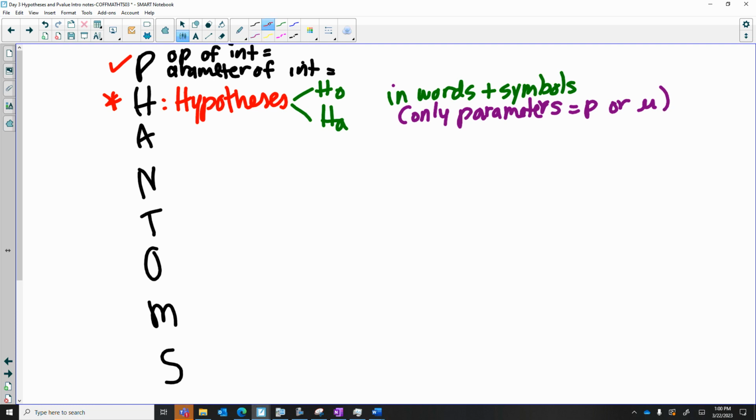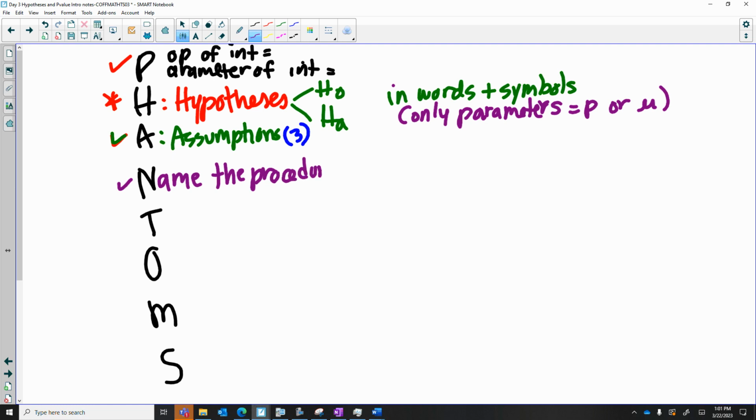Okay, the A step is the same. That's assumptions. We just went over those. There's 3 that we have to check for this process. The N step is the same. The N step is the name the procedure. So we have a new name today. It's close to the 1 proportion Z interval. It's called a 1 proportion Z test. All right, we're done with that.